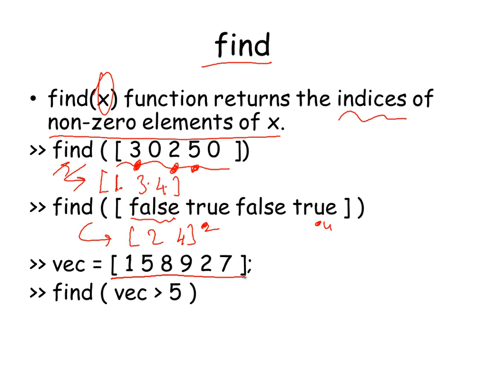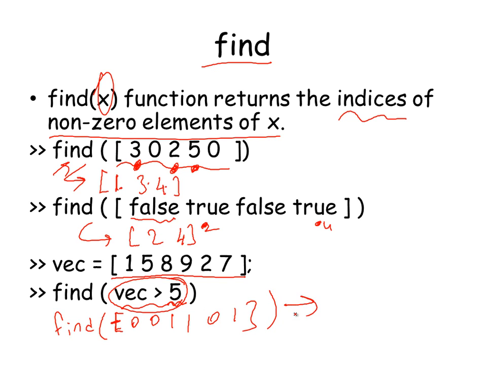Let's do the last one. The vector contains these values, and you construct a logical vector that will contain true whenever the value is greater than 5. So let's write the result of that. This is going to be a logical vector: false, false, true, true, false, true. Then you take that and give it to the find function, and the find function will find the non-zero elements and return their indices: the third one, fourth one, and the sixth one. Okay?